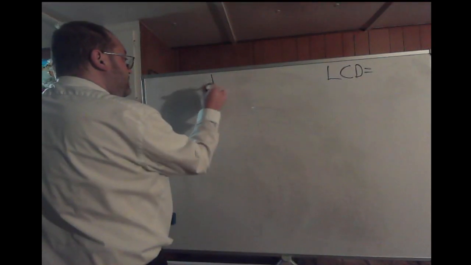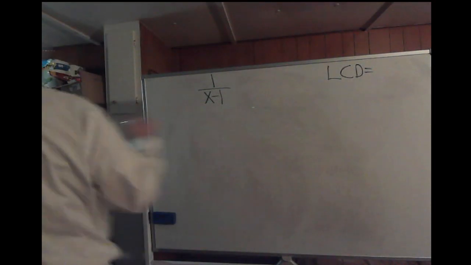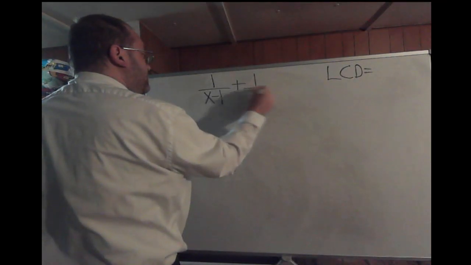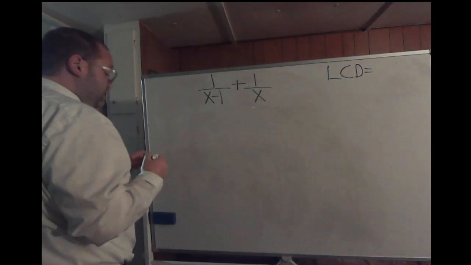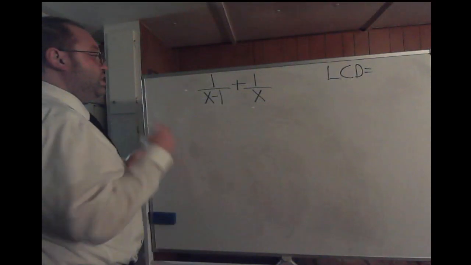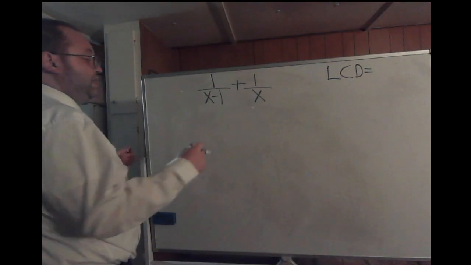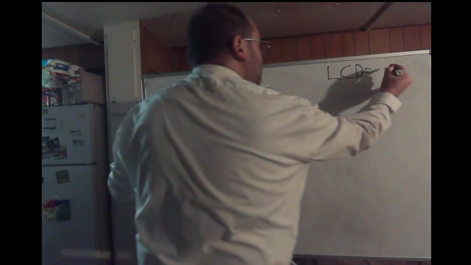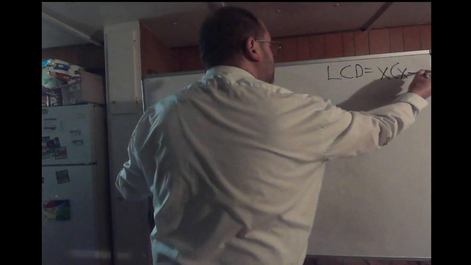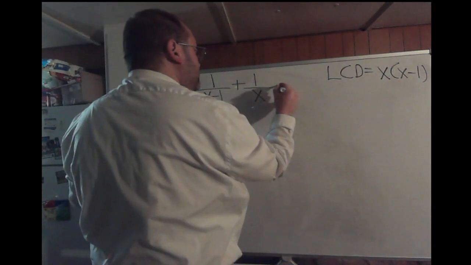Alright, let's move on to some other ones here. We have 1 all over x minus 1 plus 1 all over x. So we got 1 all over x minus 1 plus 1 all over x. Well, two different denominators. So I would think it's safe to say our least common denominator is going to be x times x minus 1. That would be our least common denominator. It would be x times x minus 1.